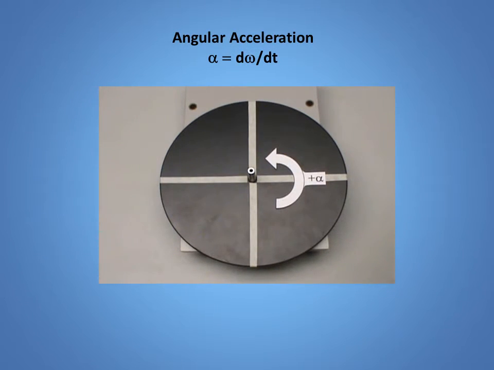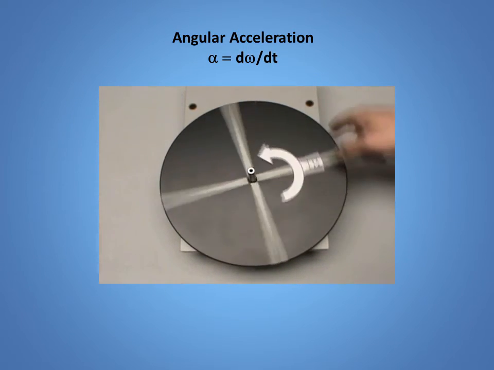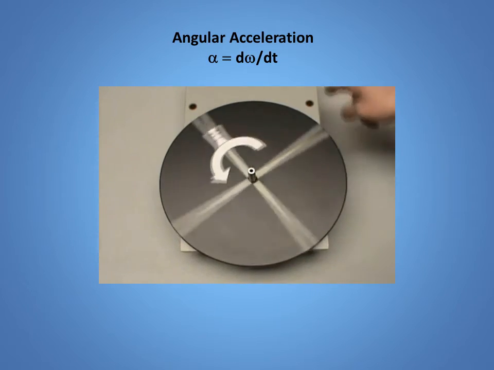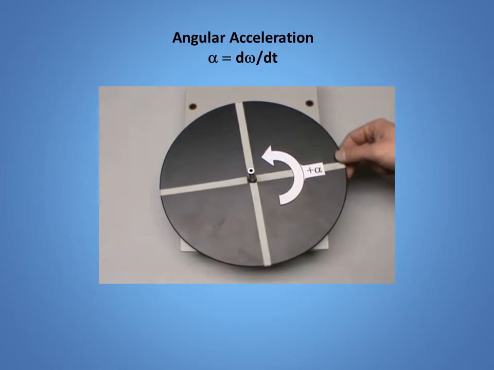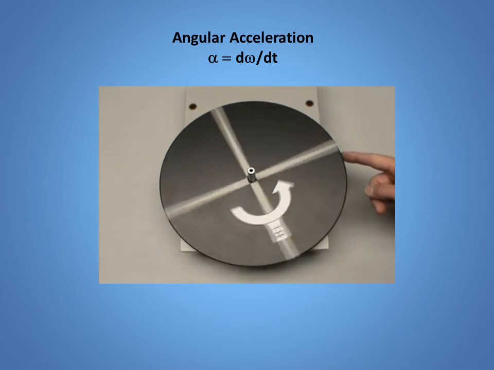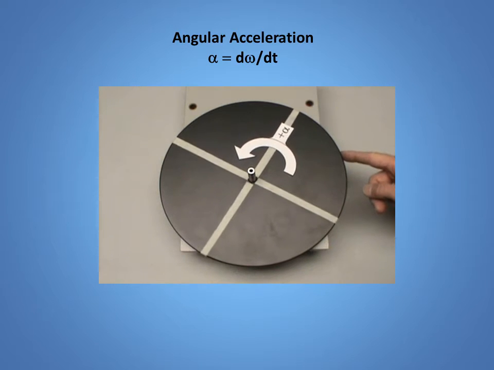Average angular acceleration is the rate of change of angular velocity, or delta omega divided by delta t. The instantaneous angular acceleration can be determined by the time derivative of angular velocity, or d omega divided by dt. A positive angular acceleration is an increase in the angular velocity in the positive direction. It is also a decrease in the angular velocity in the negative direction.